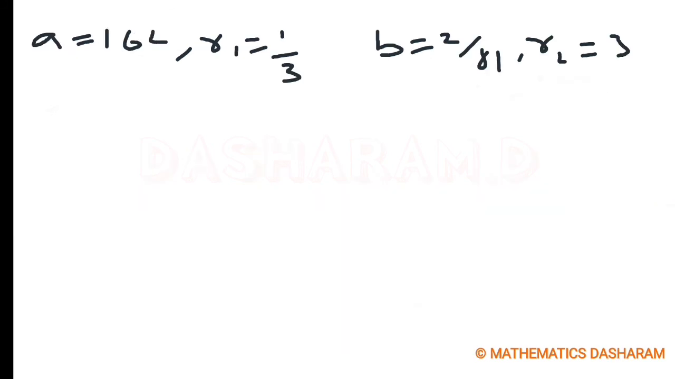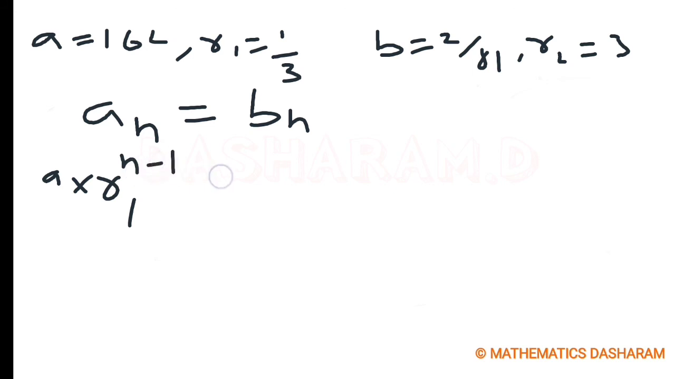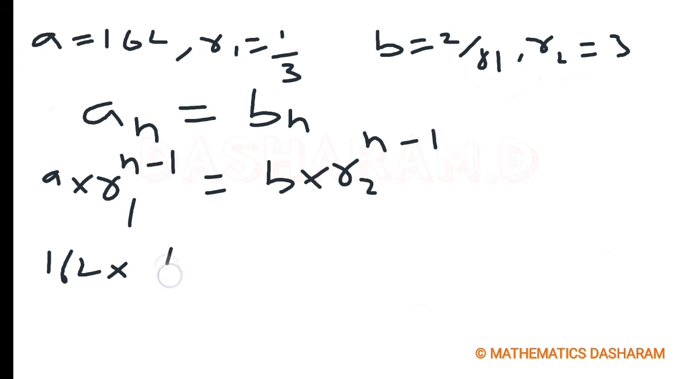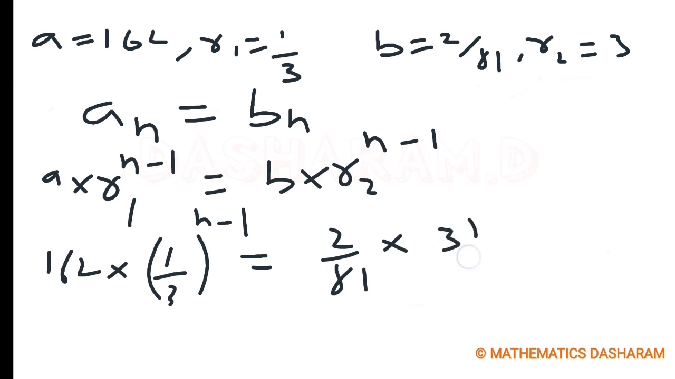So as per the question, the nth terms of both GPs are equal. The nth term of the first GP is An and the nth term of the second GP is Bn. So A into R1 to the power n minus 1 equals B into R2 to the power n minus 1. So A value 162 and R1 (1/3) whole power n minus 1 equals B value 2/81 into R2, 3 to the power n minus 1.